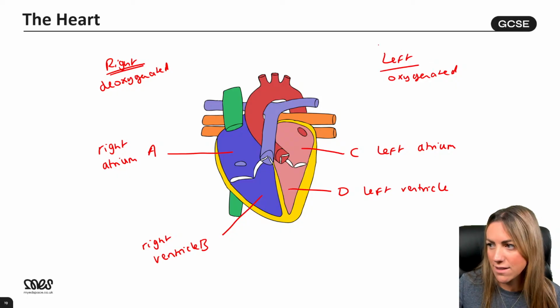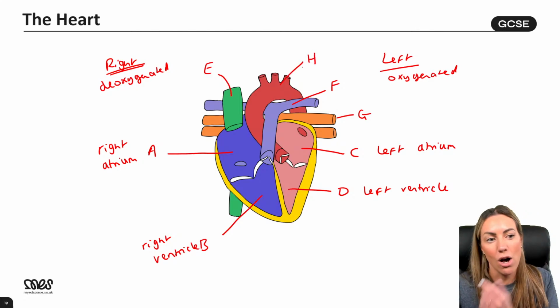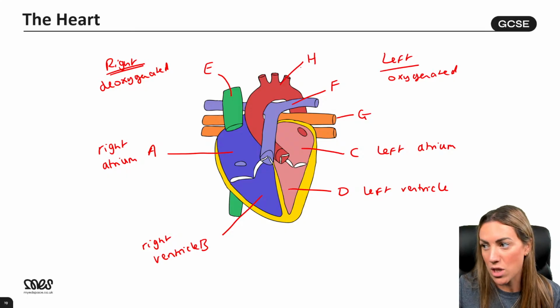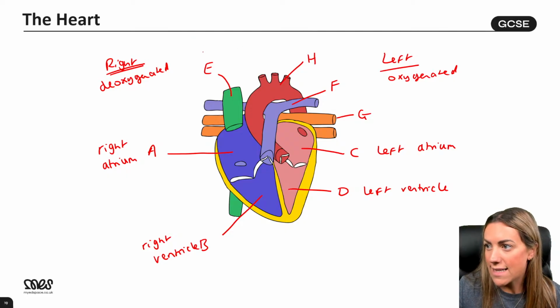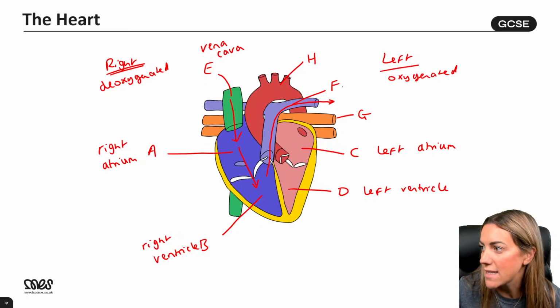Right, let's do our blood vessels. So we've got this one here, which we'll call E. We'll call this one F, G, and H. There are 4 blood vessels that carry blood into the heart or out of the heart, and we have to know which one is which. Isabella says the vena cava is E, and that's carrying blood into the right atrium, which will then go into the right ventricle. It's then going to go out to the lungs. So F is the pulmonary artery.